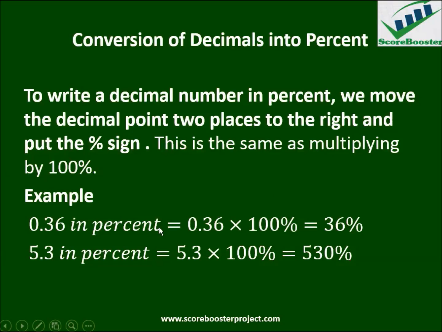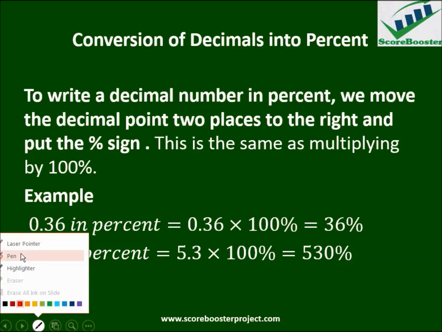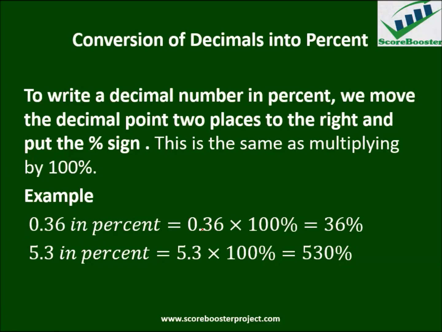0.36 in percent is simply 0.36 times 100%, which is 36%. And moving 2 places to the right is just like moving the decimal point here 1, 2, because you have 2 zeros after 1, so it's 36%. So 0.36 times 100% is 36%. So you either multiply by 100% or simply move the decimal point 2 places, 1, 2.